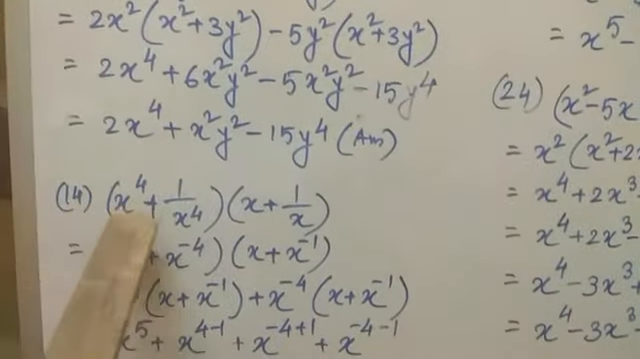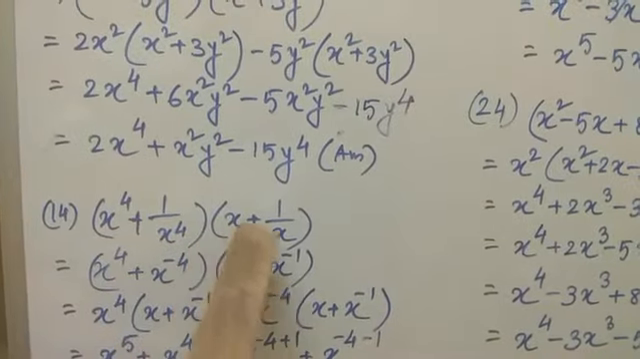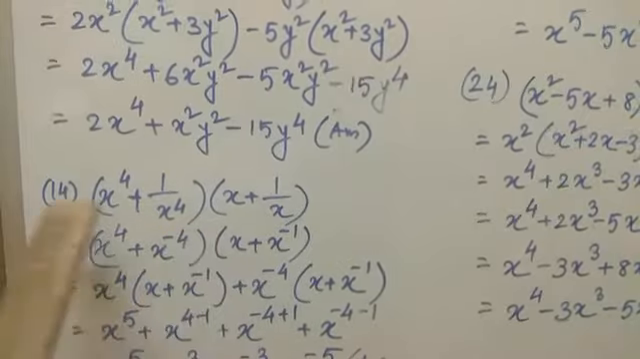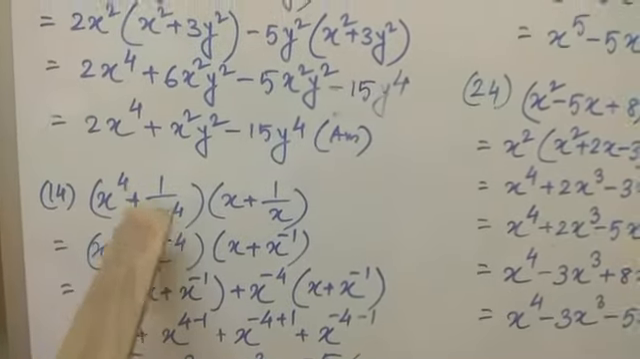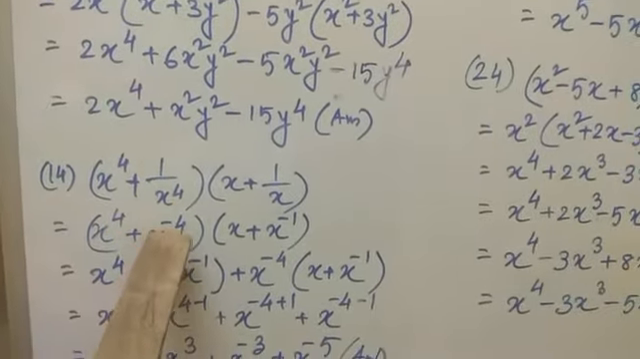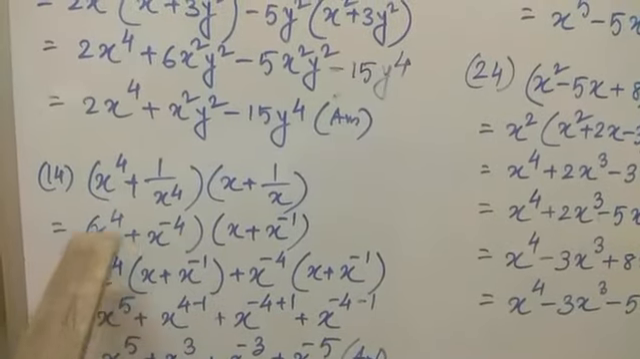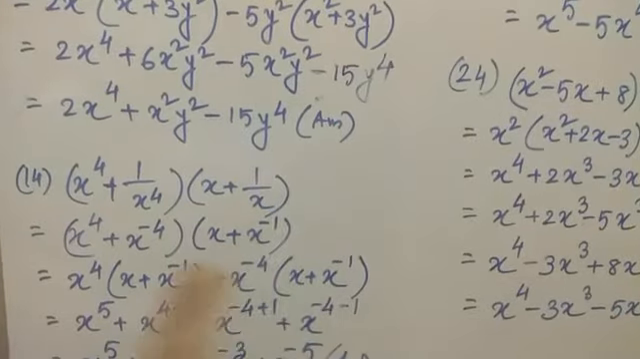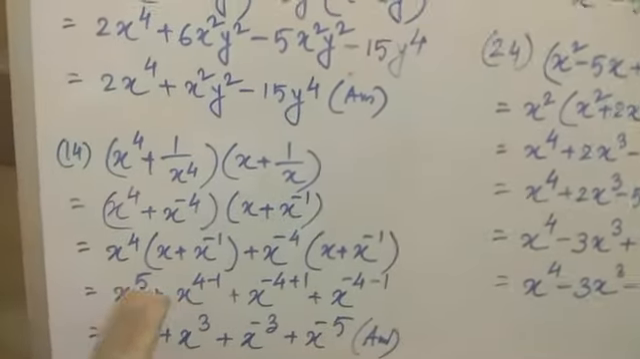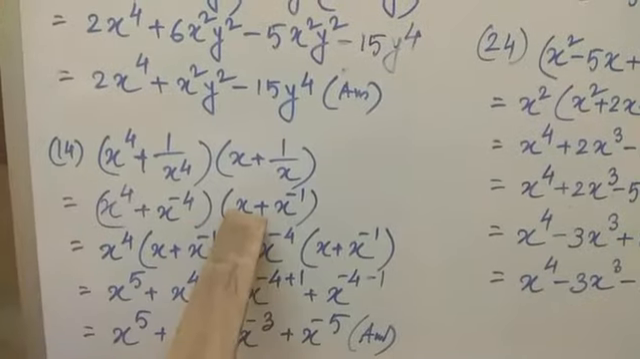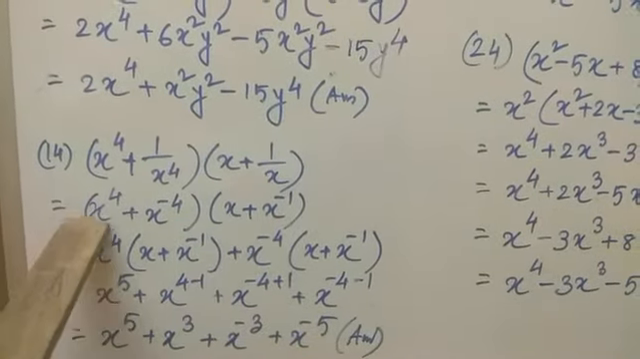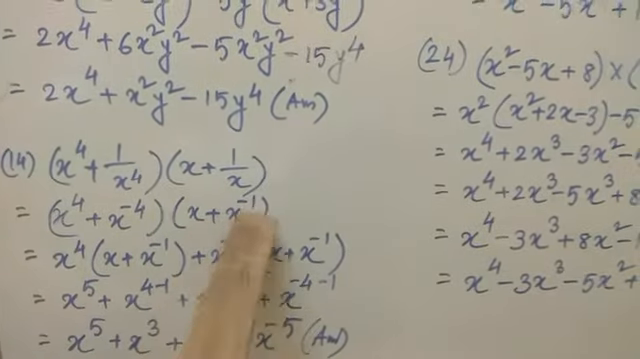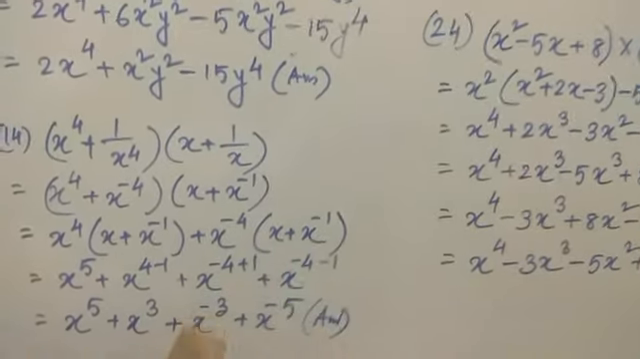(x to the power 4 plus 1 by x to the power 4) into (x plus 1 by x). So how to find the product of these two binomials? So x to the power 4 plus 1 by x to the power 4 equals x to the power 4 plus x to the power minus 4, with the laws of exponent, into x plus x to the power minus 1. Now x to the power 4 into x plus x to the power minus 1. So this term into this, plus x to the power minus 4 into this factor, x plus 1 by x to the power minus 1.